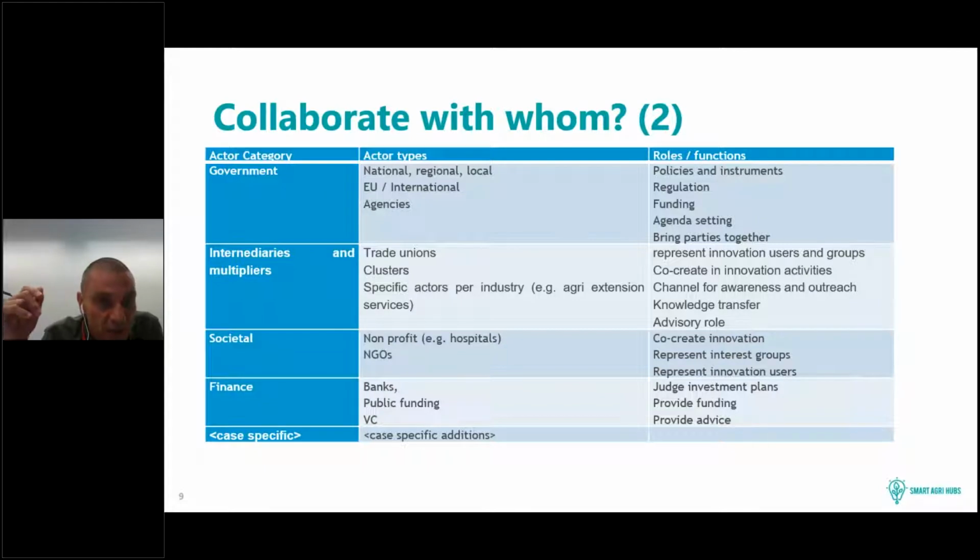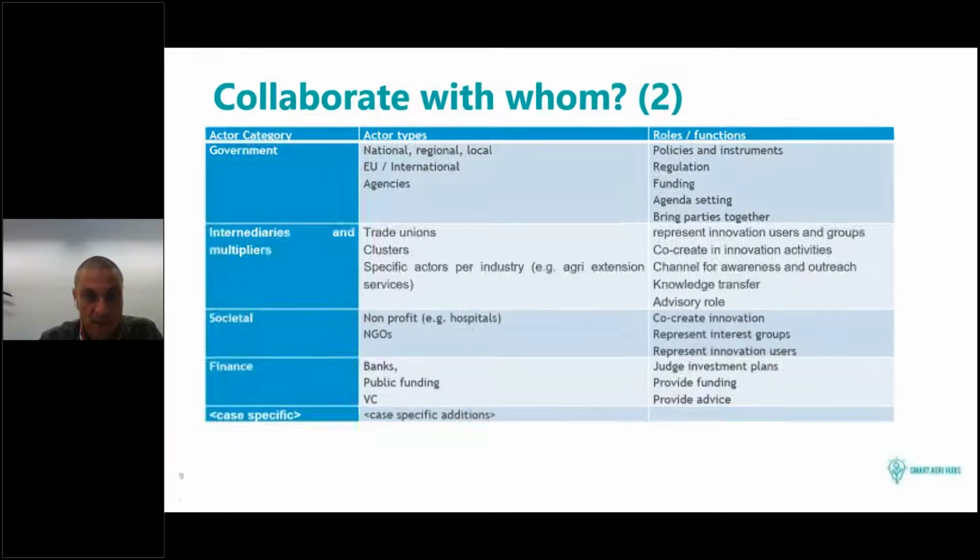Next category would be intermediaries and multipliers. So these can help you scale: trade unions, clusters, specific actors per industry, for instance agri-extension services. And they can help you get access to a lot more companies or individuals. Societal actors like non-profit organizations or NGOs, and of course, finance organizations like banks, public funding, and VC, venture capital. And what do they do? They judge investment plans and provide funding, providing also advice. You might find some case-specific actor categories in your region, so there's room there to explain that.